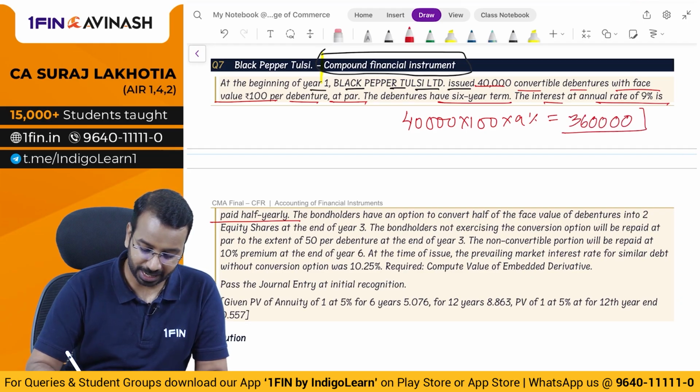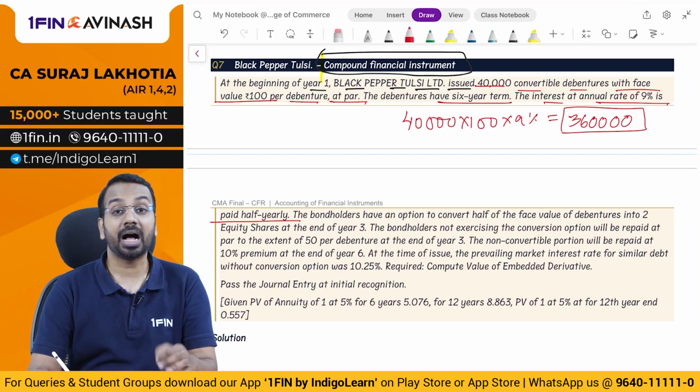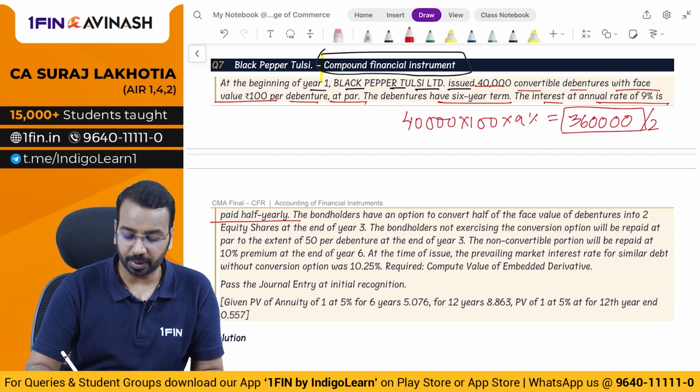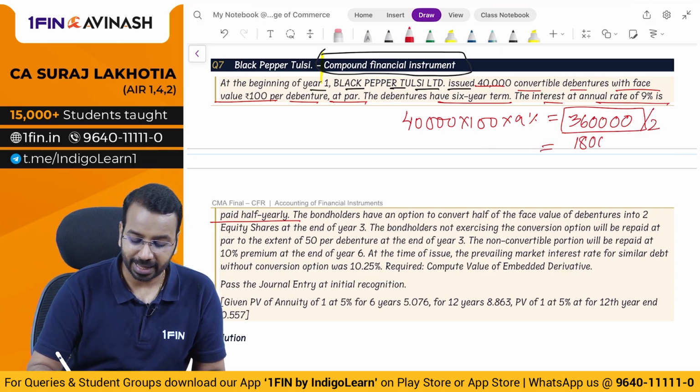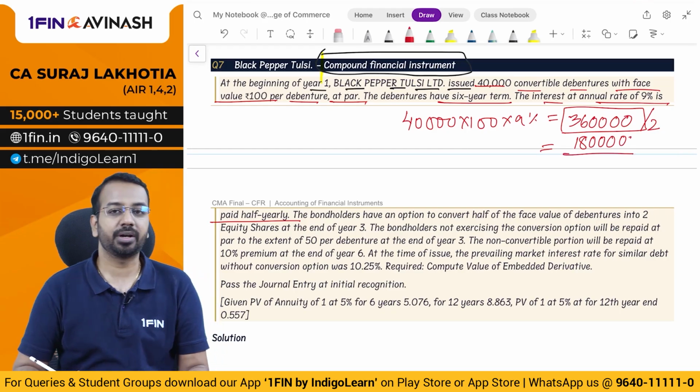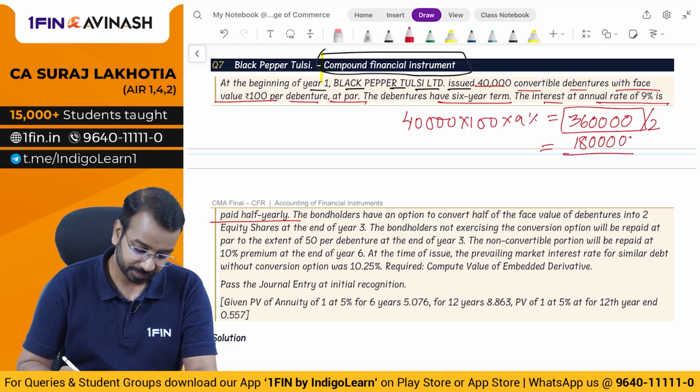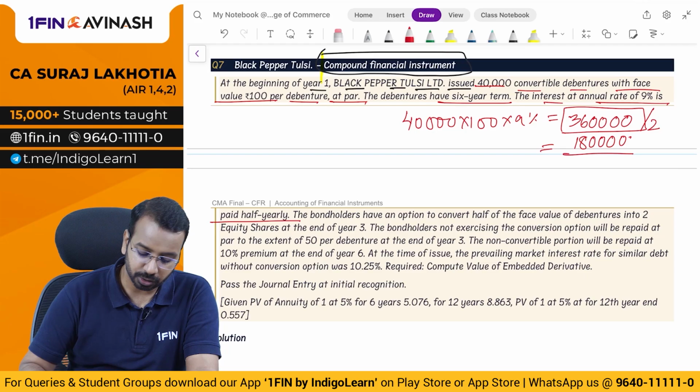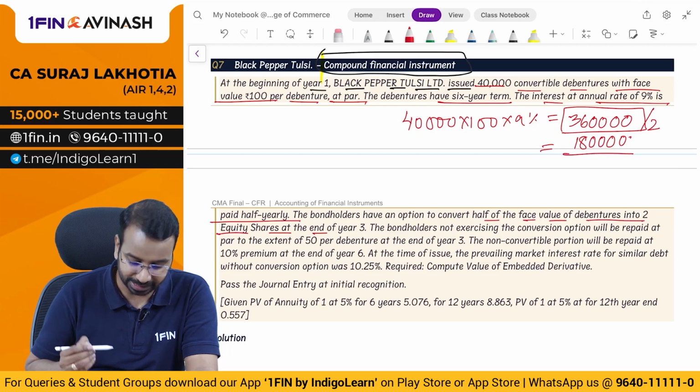Okay, this is the annual interest, but it is paid half yearly. So what you will do? You will divide it by 2, you will get 1,80,000. Every 6 months 1,80,000 of interest is payable. Alright. The bondholders have an option to convert half of the face value of debentures into 2 equity shares at the end of year 3.